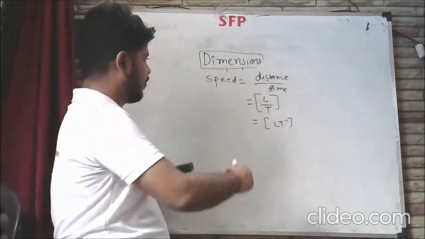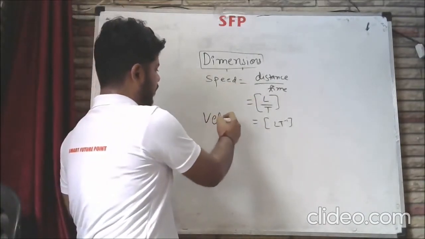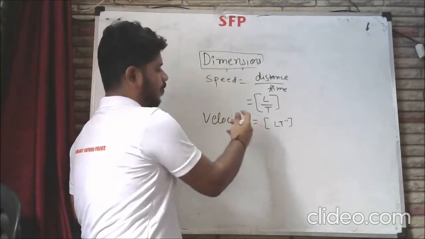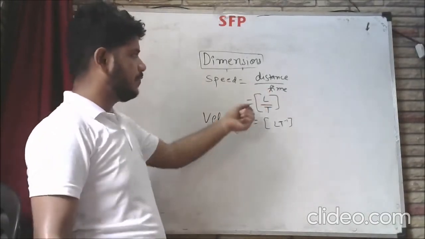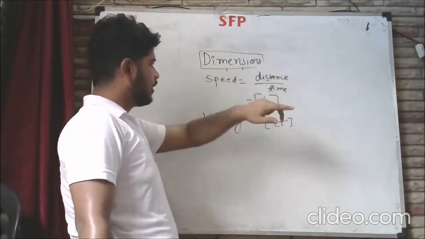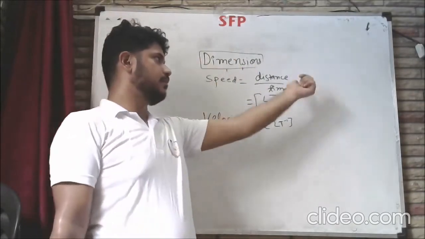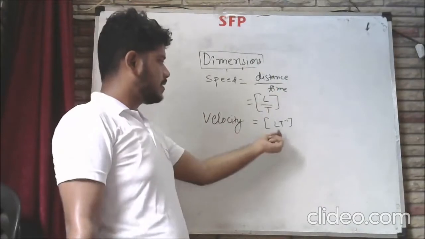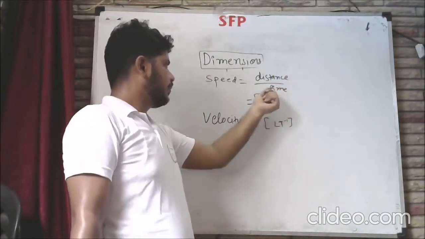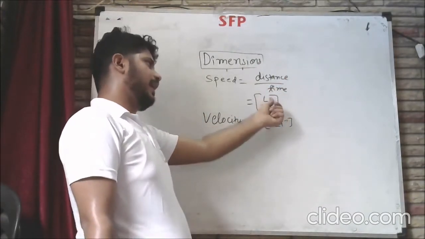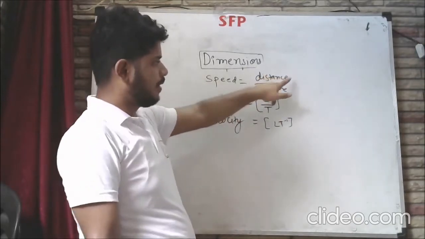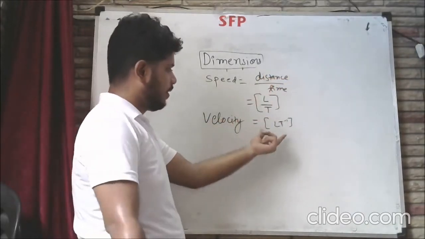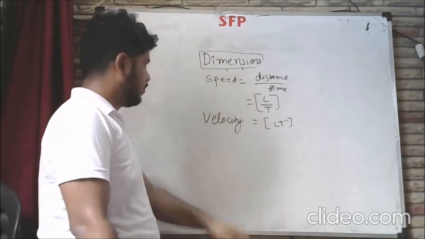Fine. What will be the dimensions of velocity? Will it be the same? Why? Because velocity is defined as displacement divided by time, and we are talking about dimensions, and the dimension of distance or displacement will be the same. Distance divided by time will be LT minus 1. Displacement divided by time will also be LT minus 1.